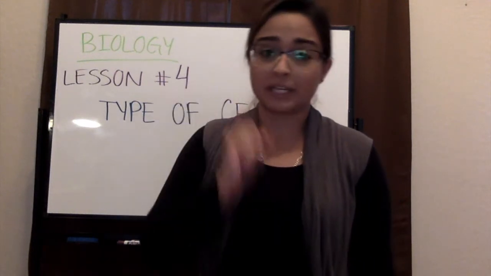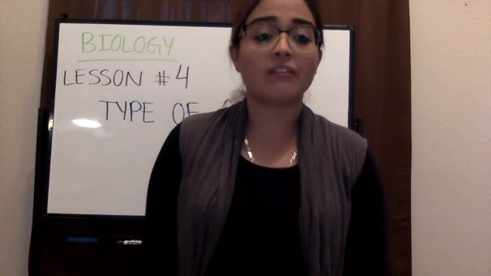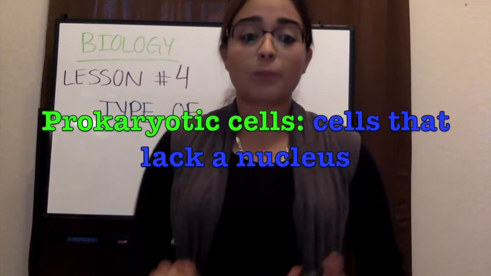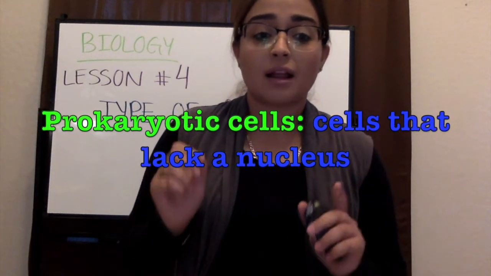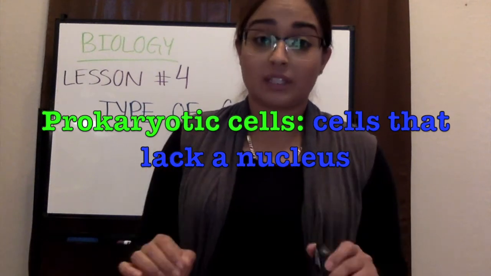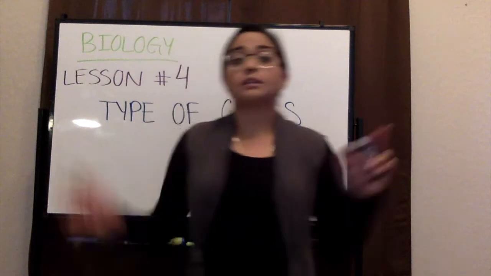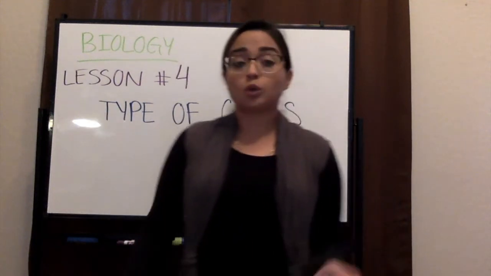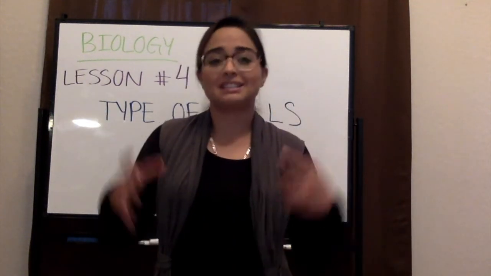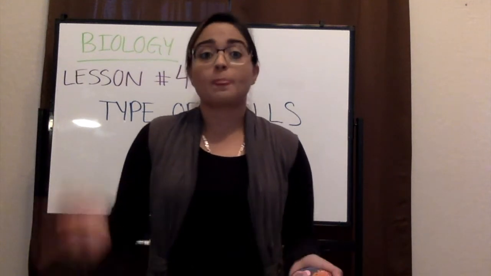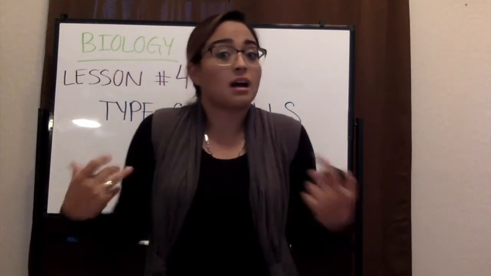So, let's begin. First up, we have prokaryotic cells. Prokaryotic cells are cells that lack a nucleus. So what did we say a nucleus was? It was kind of what acted like the brain of the cell. It is what controls the cell's activities. So that's something to keep in mind. Not all cells have a nucleus.